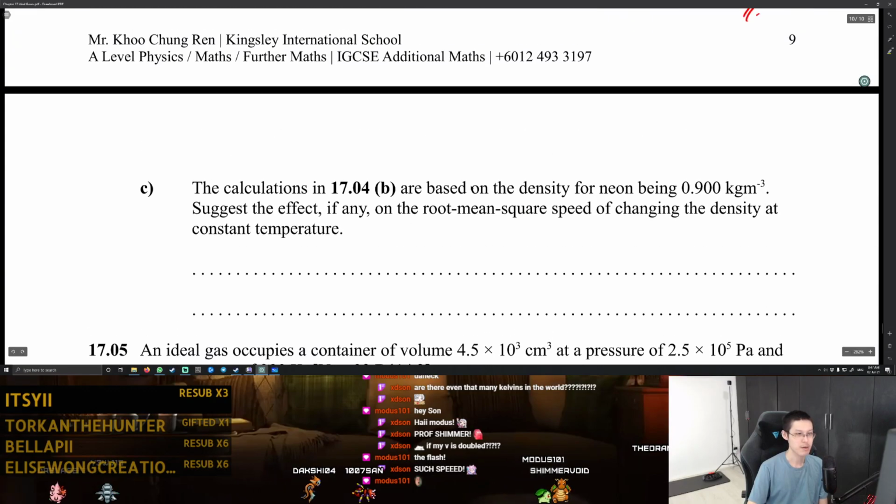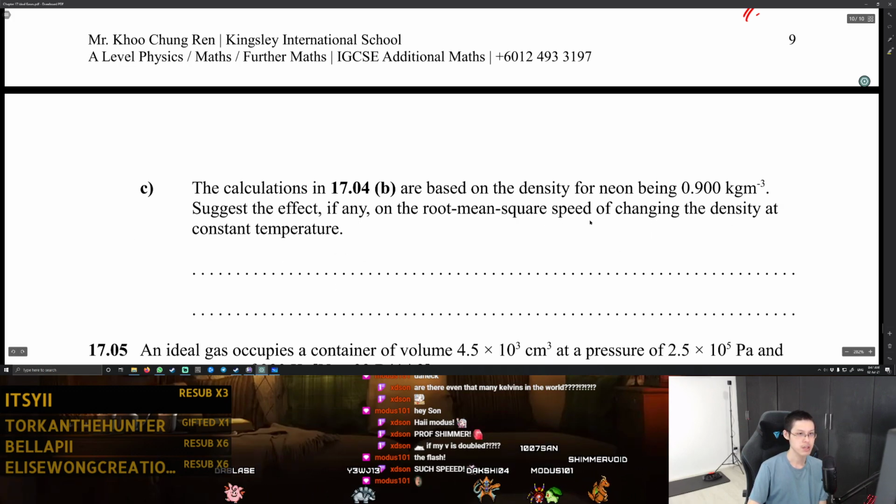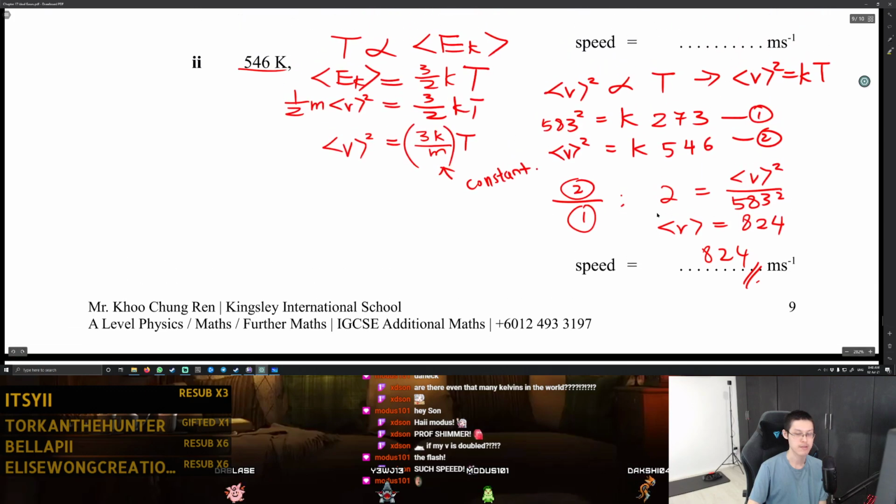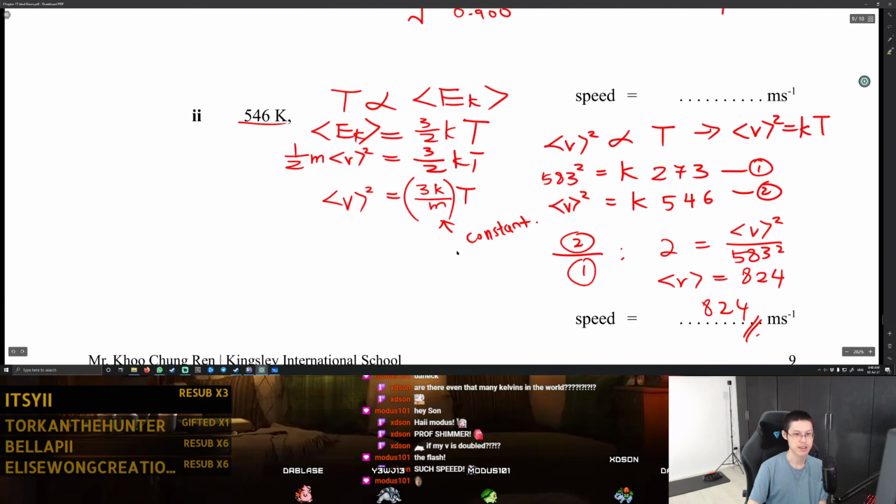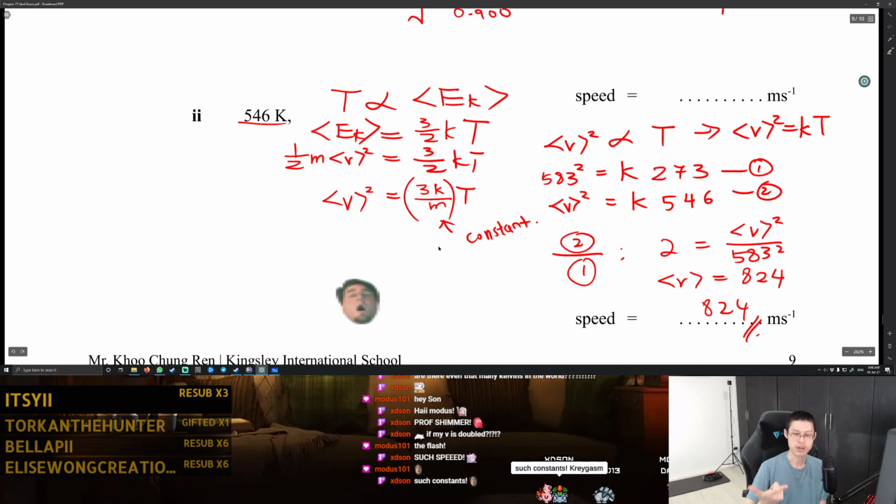The calculations are based on the density being this. Suggest the effect, if any, on the root mean square speed of changing the density at constant temperature. So what happens if you change the density but you fix the temperature? What happens to your root mean square speed, which is this here? What do you guys think? Changing the density but maintaining the temperature. What's going to happen to the root mean square speed? It stays constant.